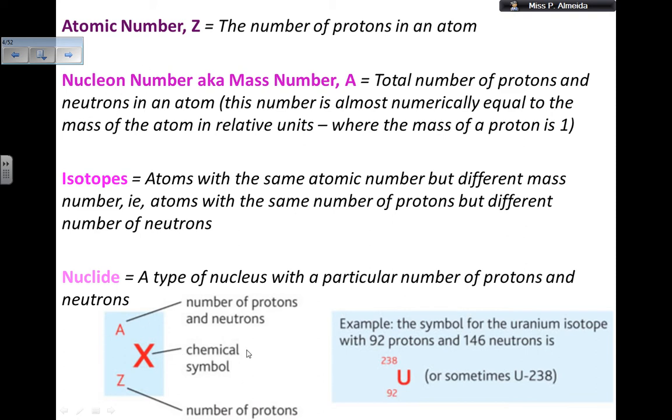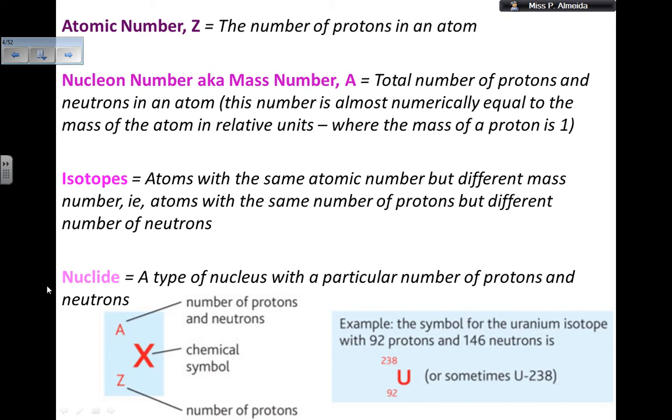And again, if we look here in the picture, on the bottom you can see the chemical symbol, and then A, the number of protons and neutrons together, or nucleon number, is shown right here on the top above the chemical symbol. We need to know about isotopes as well. Isotopes are atoms with the same atomic number but different mass numbers, okay? So they have the same number of protons, so the Z number is the same, but they have a different number of neutrons, okay? So the number of protons and neutrons, the A, nucleon number or mass number, is different, okay?